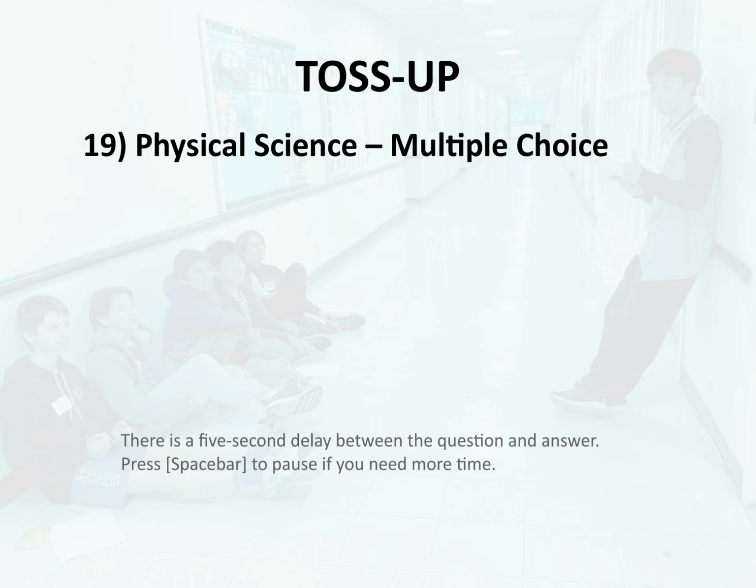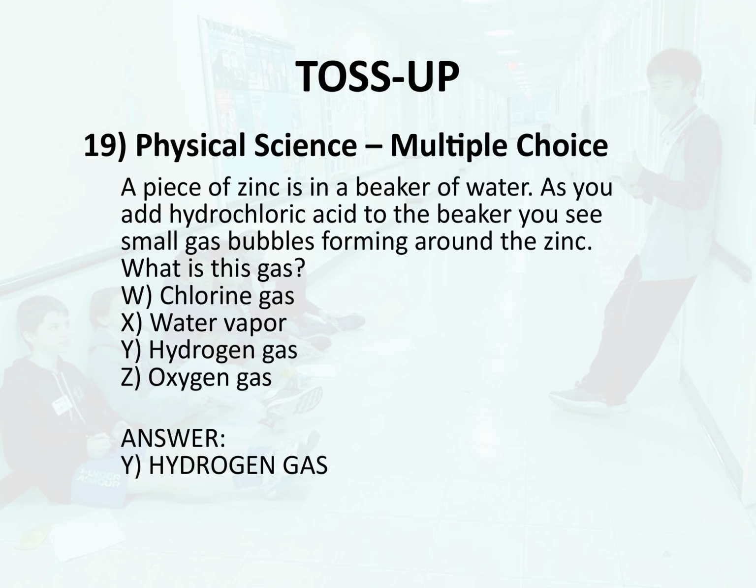Toss-up 19. Physical science, multiple choice. A piece of zinc is in a beaker of water. As you add hydrochloric acid to the beaker, you see small gas bubbles forming around the zinc. What is this gas? W. Chlorine gas. X. Water vapor. Y. Hydrogen gas. Z. Oxygen gas. Answer: Y. Hydrogen gas.